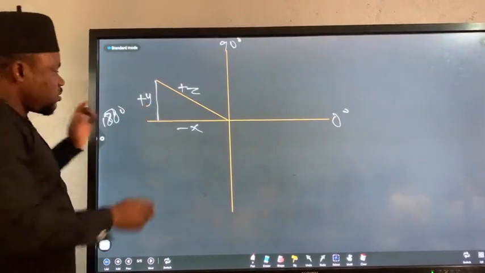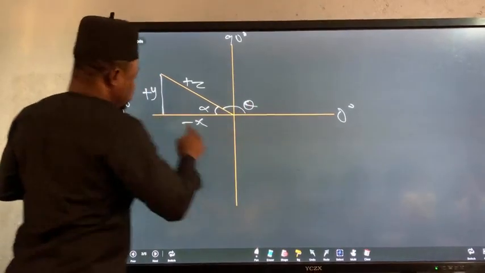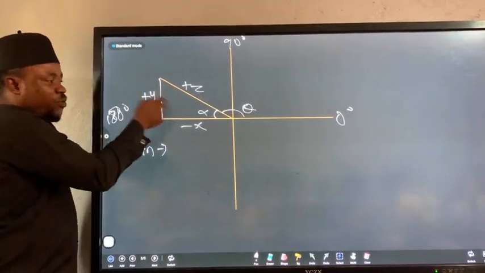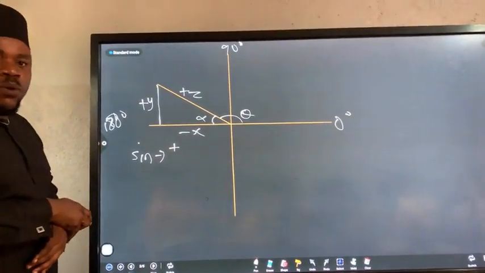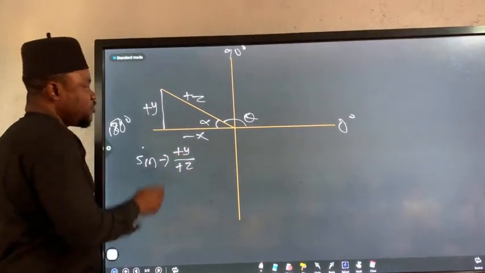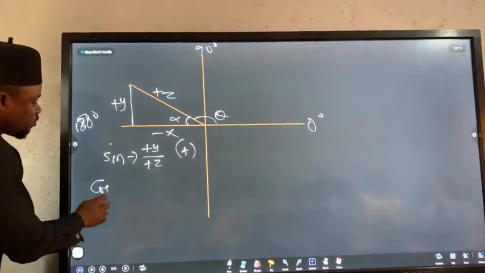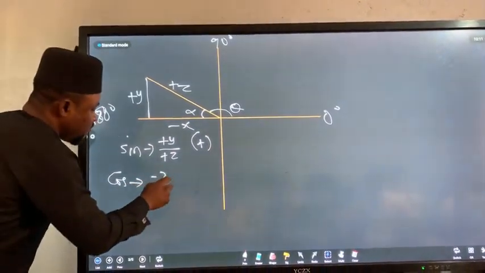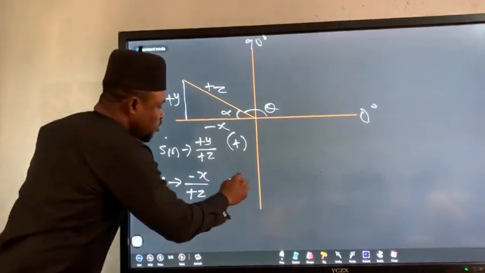So how do I find this? This is now my alpha, right? Theta was somewhere here, right? Now what will be the sign for this one? Sine is opposite over hypotenuse. Plus y over plus z. Positive, positive gives me positive, right? What about cos? Cos is adjacent over hypotenuse. That will be negative x over positive z, right? Negative over positive will give me negative. So this one is negative.